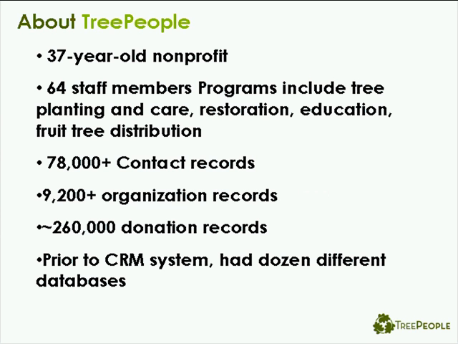Currently, we have about 78,000 contact records, and contact records would be a record of an individual person. We have about 9,200 plus organization records, and that can be anything from a corporation to a nonprofit organization that we partner with, or even a community group. And then we have about 260,000 donation records as well, with both our regular donations and our tree dedications.